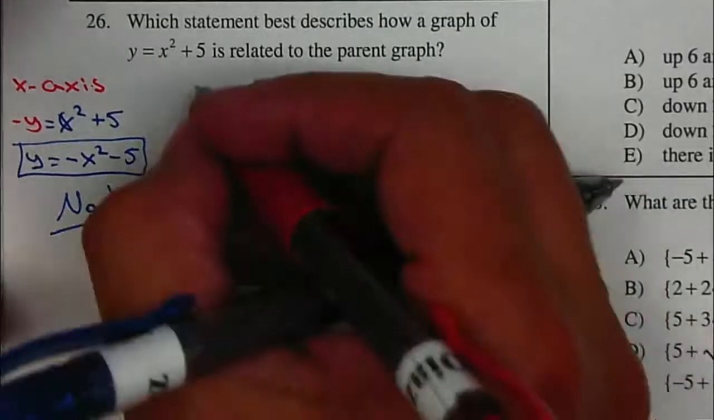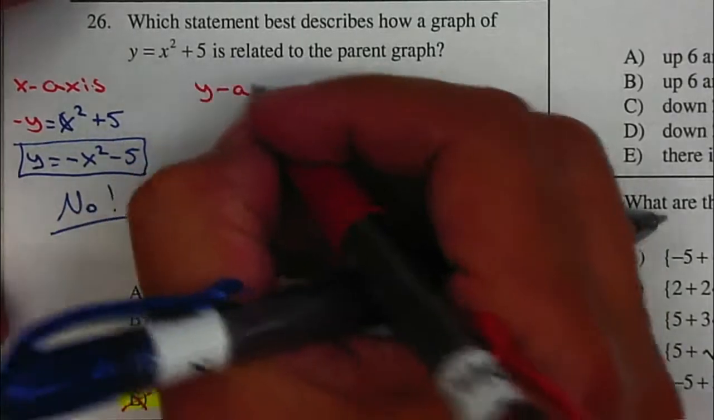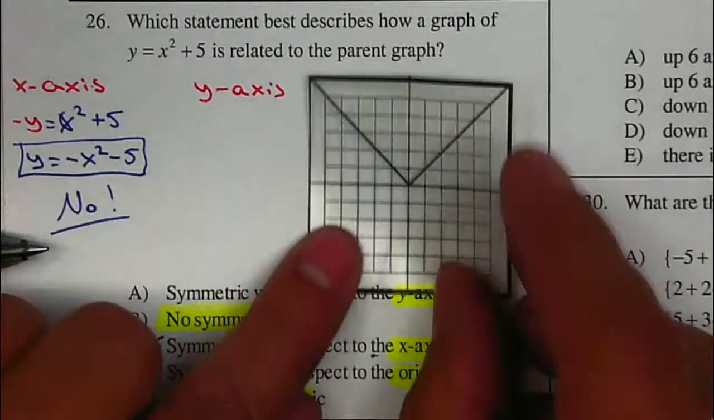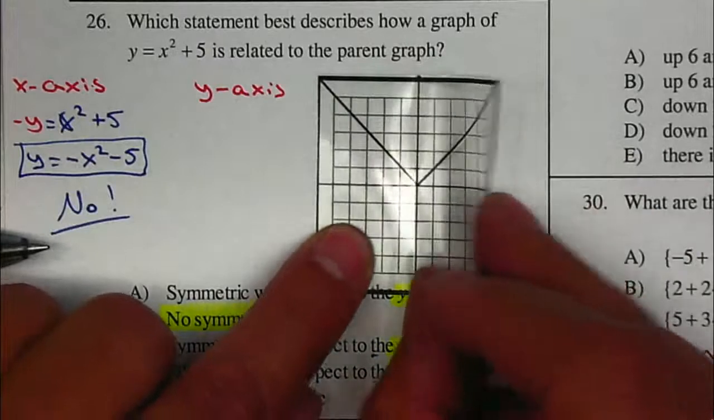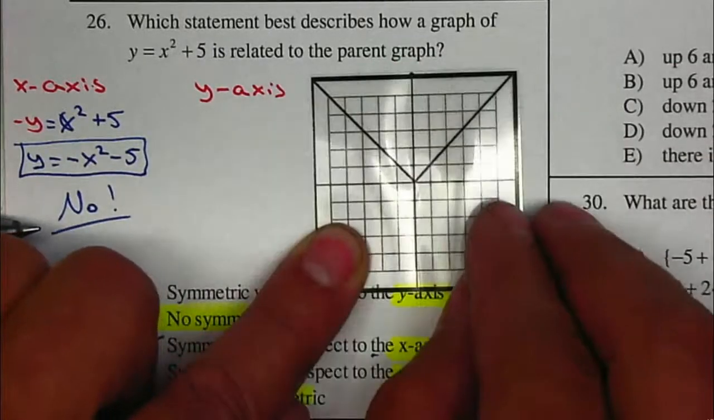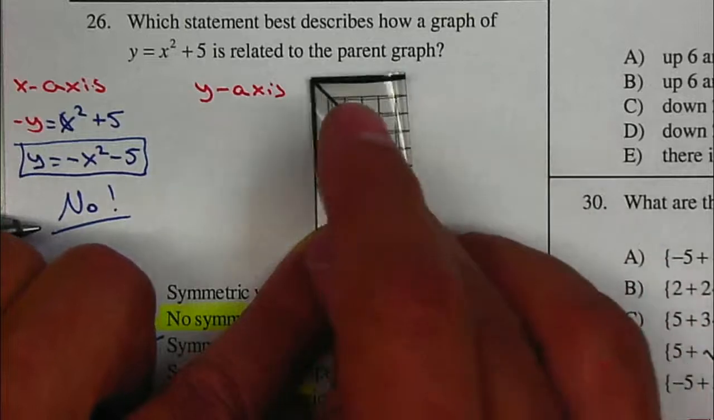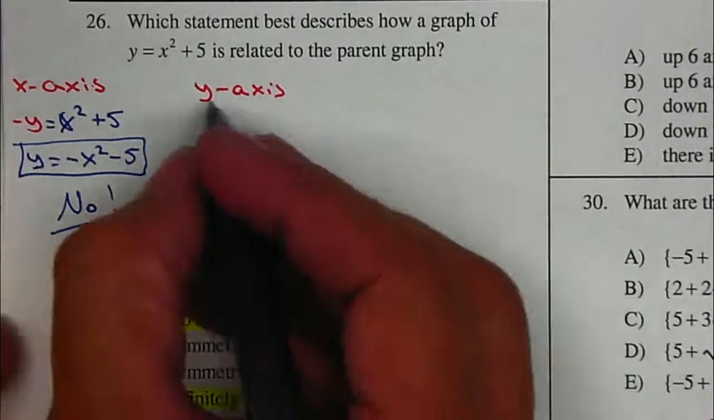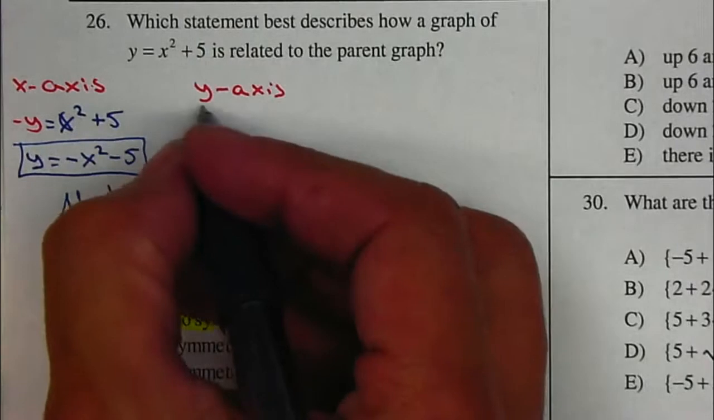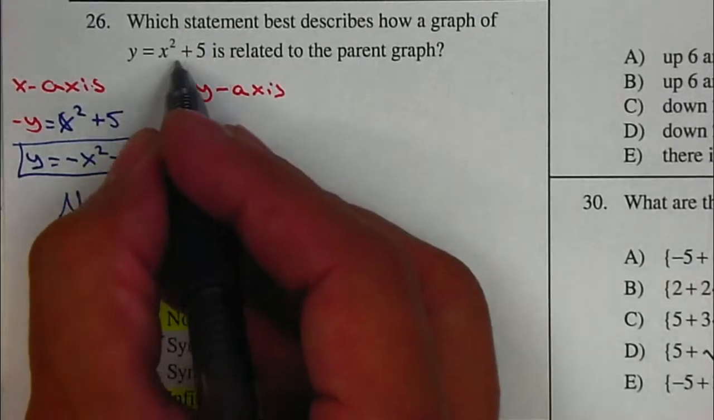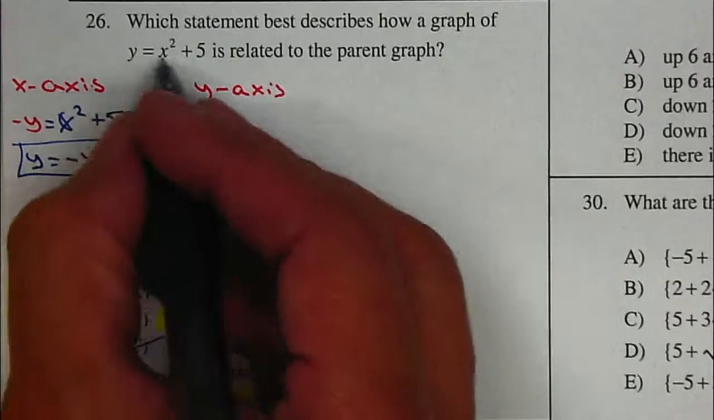To determine if it's symmetric on the y-axis, this is symmetric on the y-axis because this is the y, and it's basically the same on both. If you fold it, you end up with the same graph. To determine if it's symmetric on that y-axis, I'm going to switch my x to a negative x. Now remember, if you have two x's, then you need to replace them both. In this case, we only have one x.